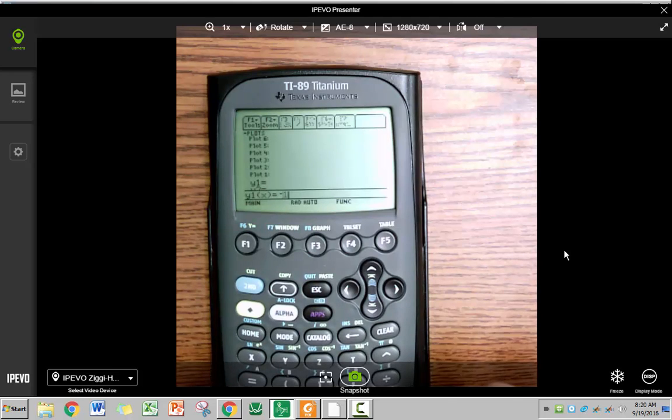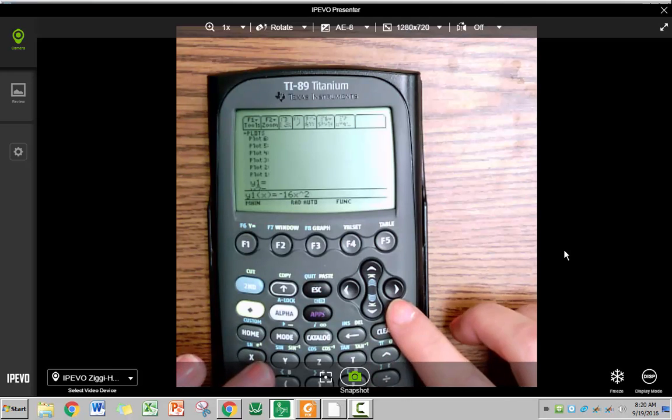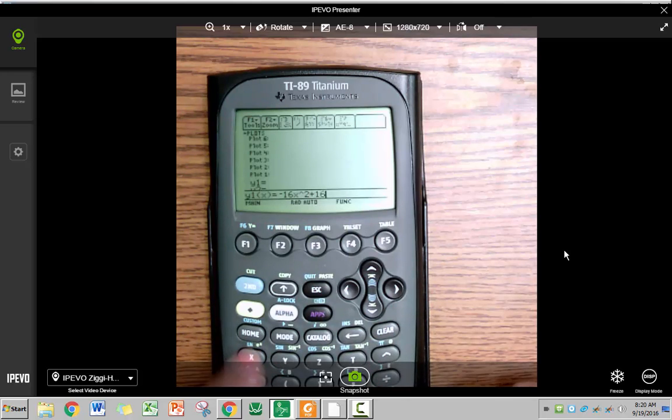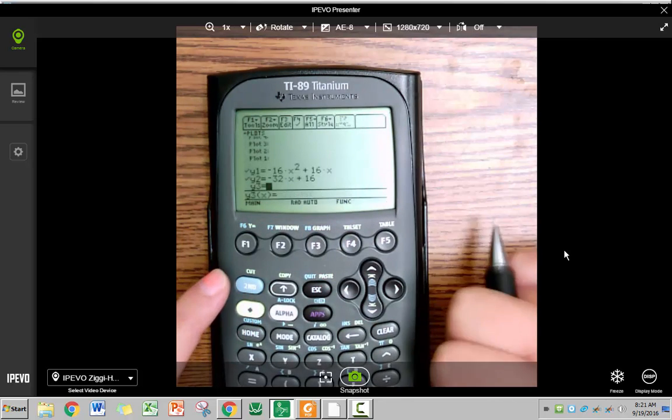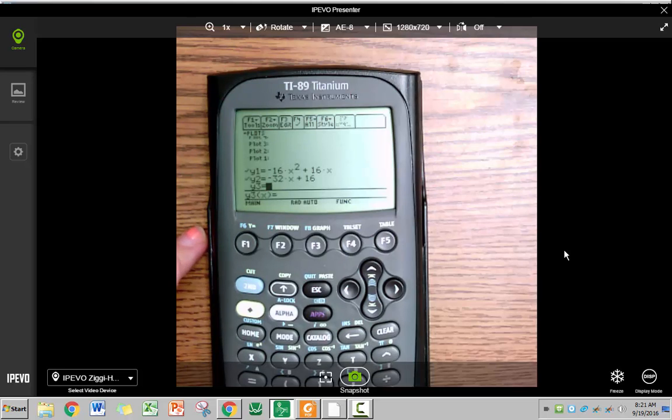It's negative 16x to the second plus 16x. Enter. And then in y2, I like to put in the velocity function, which was negative 32x plus 16. Now let's go for broke here. Press enter one more time. And let's put the acceleration function in y3. I always like to do this because it's really easy to reference. So we want to put in negative 32.